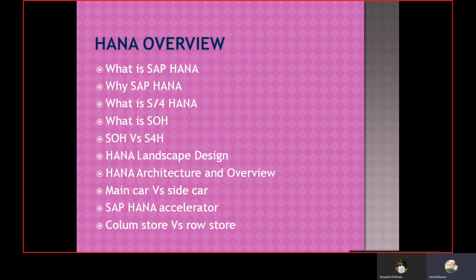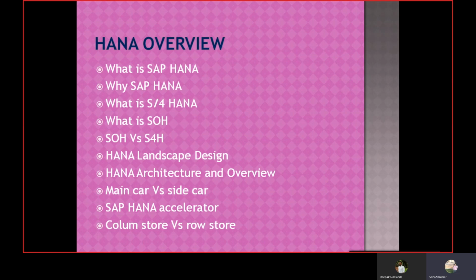Next, in the HANA overview, we are going to discuss what is SAP HANA and why we are going to SAP HANA, what is S4 HANA. Now next we are going to discuss what is Suite on HANA, the difference between Suite on HANA and S4 HANA, as well as HANA landscape design. Next we will discuss HANA architecture and overview. There are different types of scenarios available, the main ones being the main car scenario and the side car scenario. We are going to discuss the difference between main car and side car scenarios.